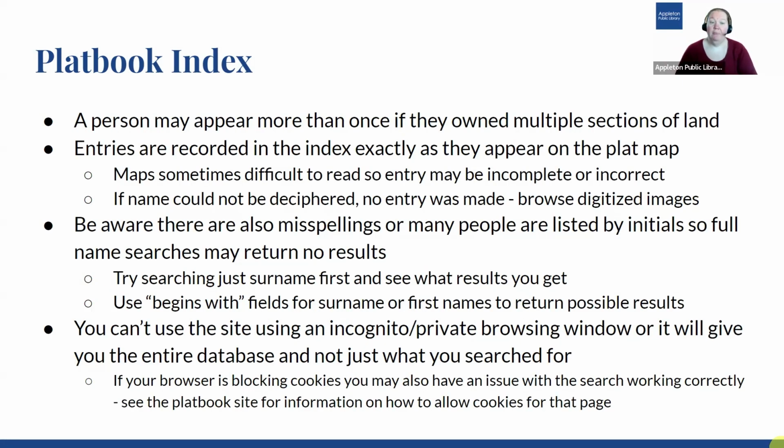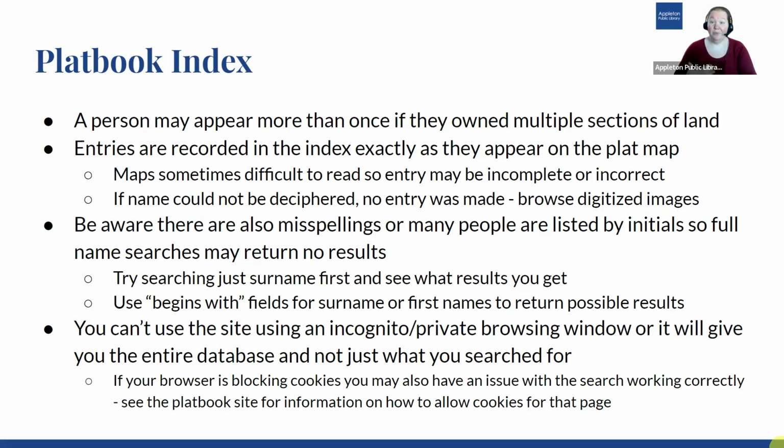A few notes about the Platbook Index. First, your ancestor may appear more than once, especially if they owned multiple sections of land during a given year or within several years that are included in our index. Each person will have an entry for every piece of land that they owned. Entries are going to be recorded in the index exactly as they appear on the plat map.